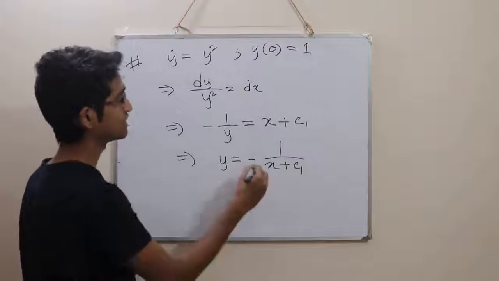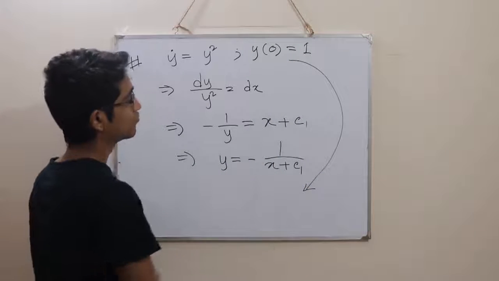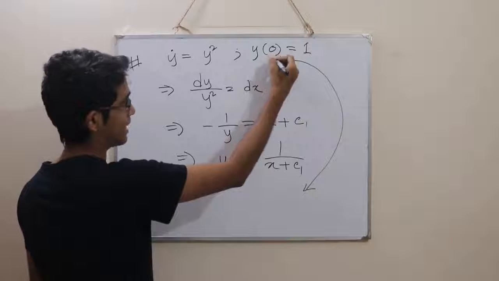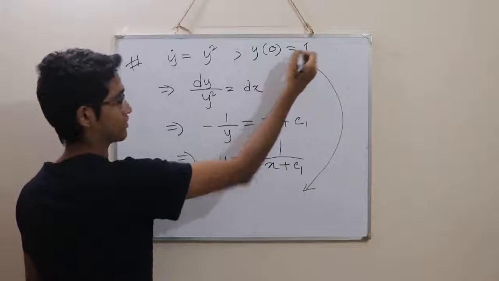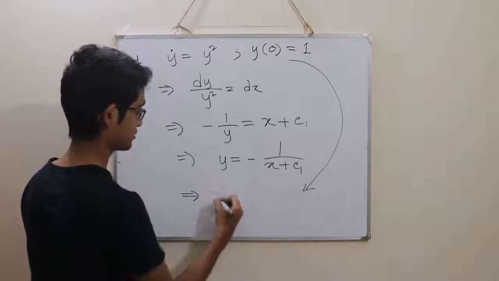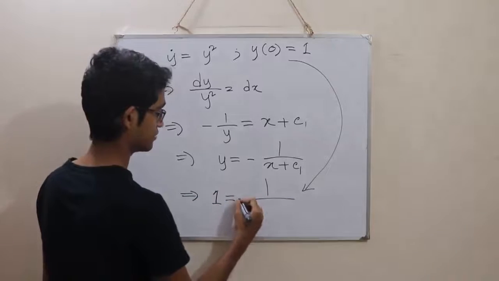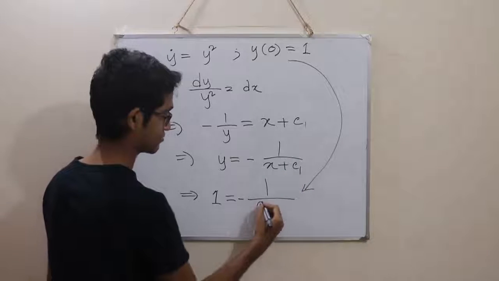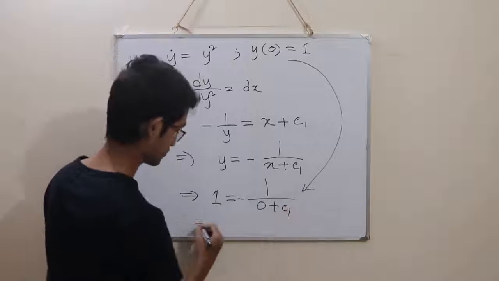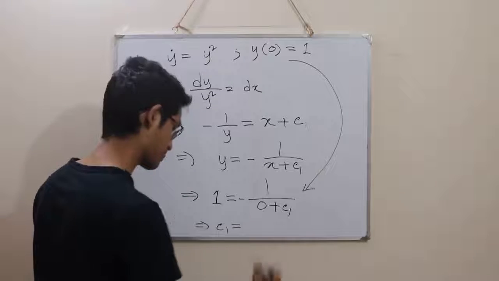Now let's use our initial condition here. We are told that y at x equal to 0 is 1. So we have to set x equal to 0 and y equal to 1. So let's say y equal to 1, and that will be equal to negative 1 over x, with x equals 0, plus c1. So c1 comes out to be minus 1.